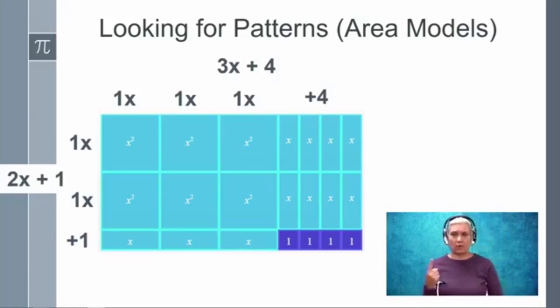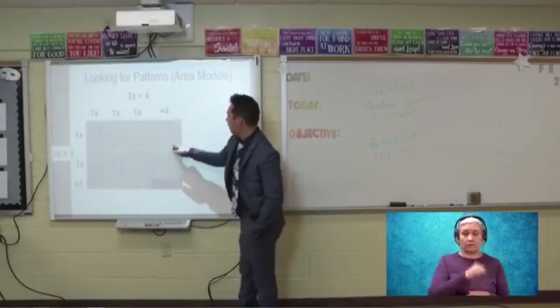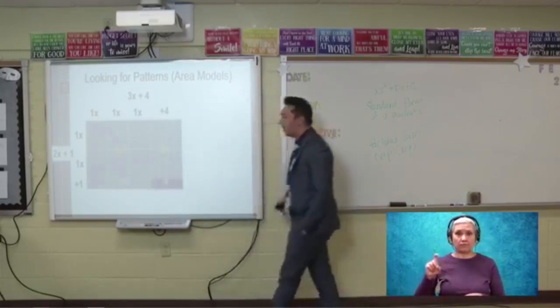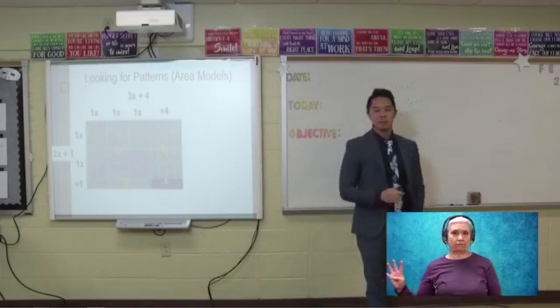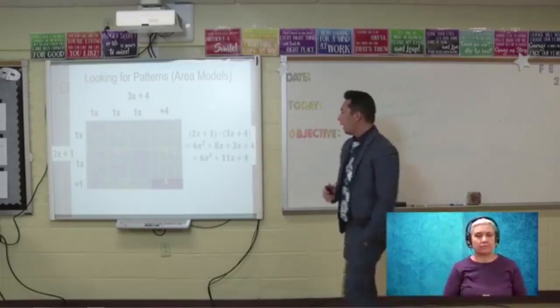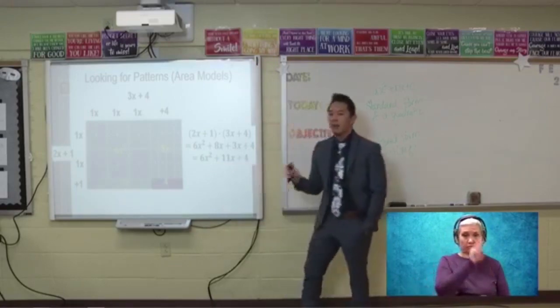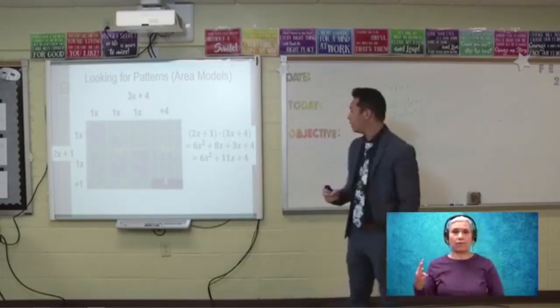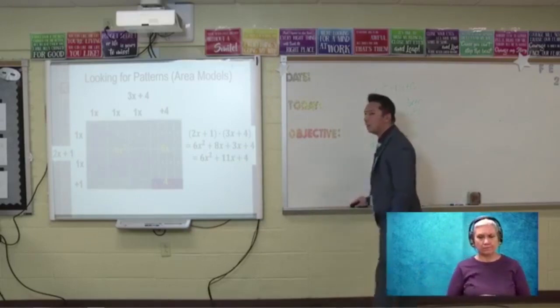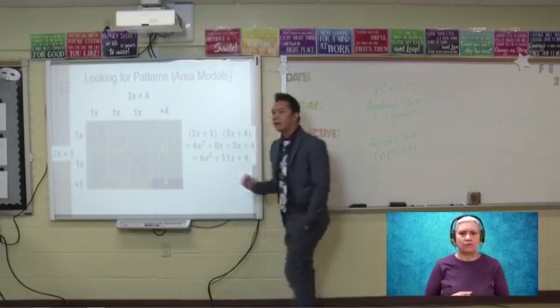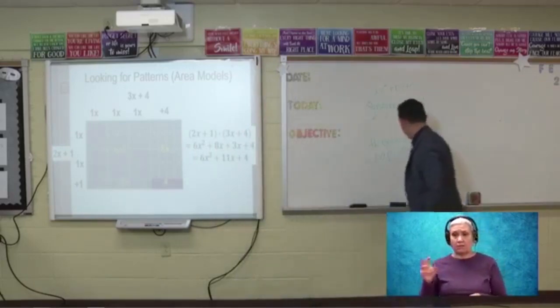And when I look for these products, and I combine these terms, I've got 6 total x squared areas, a total of 8 x's here, 3 x's there, and then that 4 at the very bottom. And our total area is represented by 6x squared plus 11x plus 4. The last relationship I want you thinking about in this case is how are these numbers, the 6 and the 4 and the 8 and the 3, related to each other?